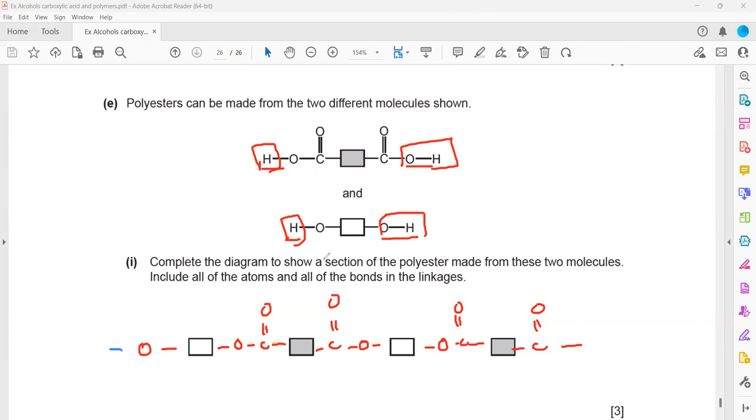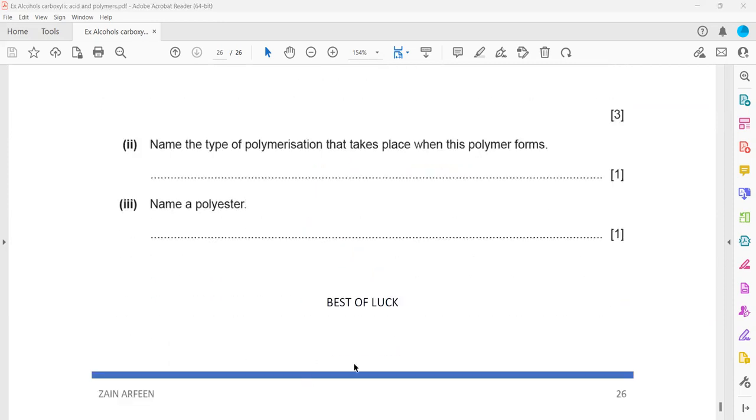We just have to complete the diagram to show a section of a polymer. When we want to draw a section of a polymer, part of the polymer, we don't have to put a bracket. We don't have to put n when we are drawing part of the chain. If the question asked to draw the polymer form, then we'd put a bracket and write it. Then name the polymer. Condensation polymerization. Condensation polymer and PET, or you can also say terylene. So this was the whole exercise related to the polymerization of alcohols and carboxylic acids.